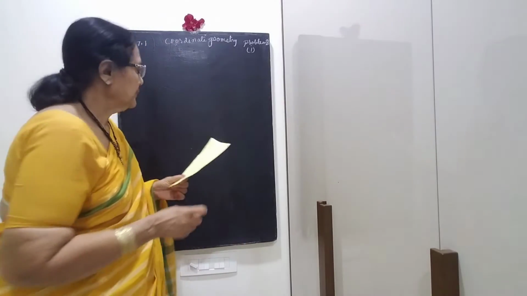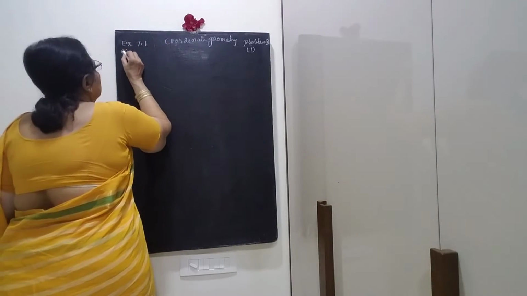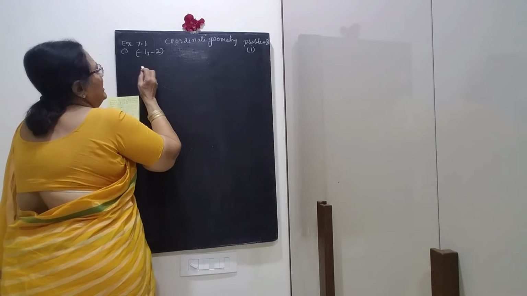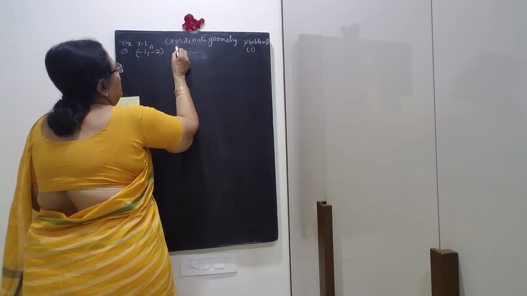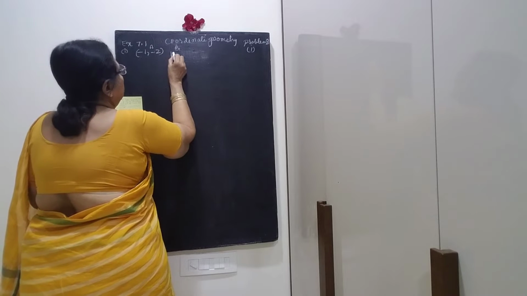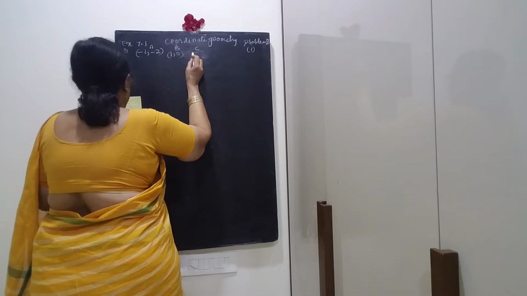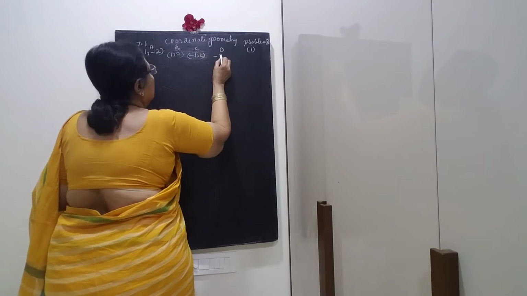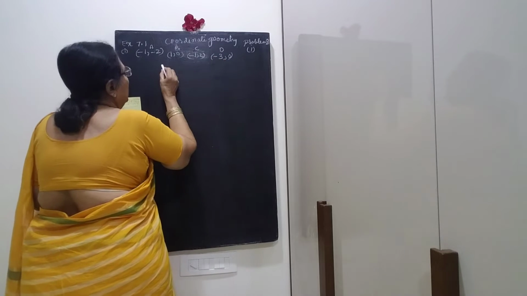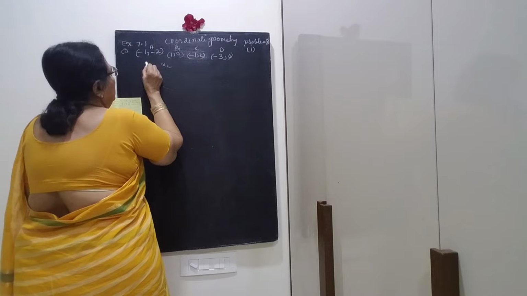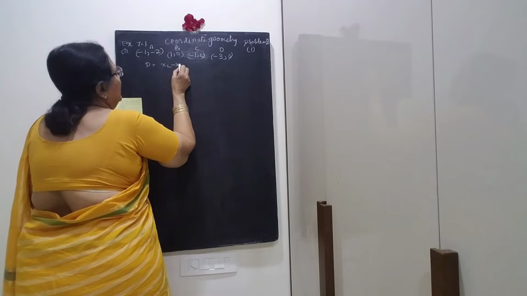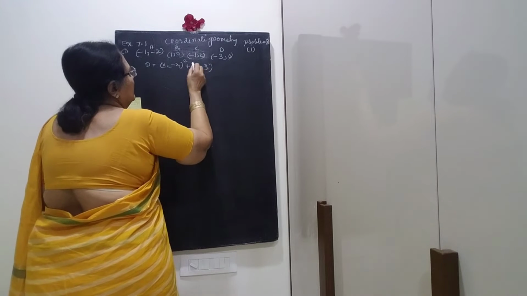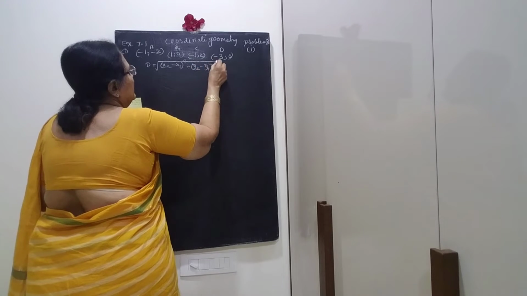Okay, so the problem is first bit: (-1, -2), this is 1 vertex, let us take it as A. B is (1, 0), C is (-1, 2), D is (-3, 0). The general formula for distance is the square root of (x2 minus x1) whole square plus (y2 minus y1) whole square. This is the distance formula.